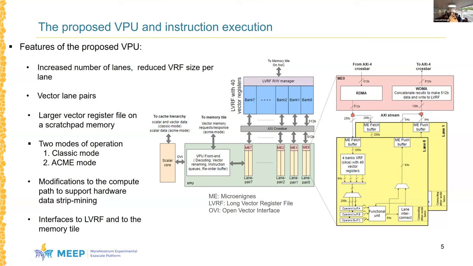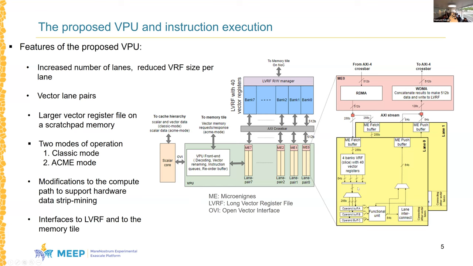And this data is provided by something called micro engines, which are small DMA units. They're associated with every vector lane pair. So this is the micro engine shown here in color, and the read DMA reads further bits of data from the LVRF. The data gets distributed or interleaved between 2 lanes of a vector lane pair. And then through the fetch buffer, it goes to the vector register file.